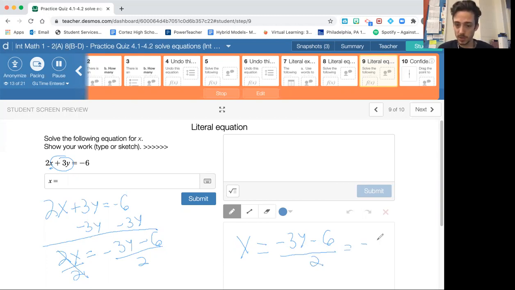Bonus thing, you could have written this also as negative 3y over 2 minus 3, because right here, this is 6 over 2. So something to ponder. That's it.